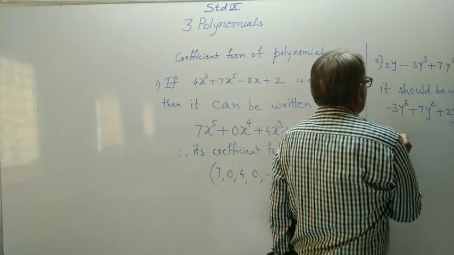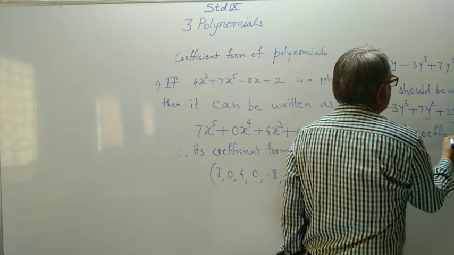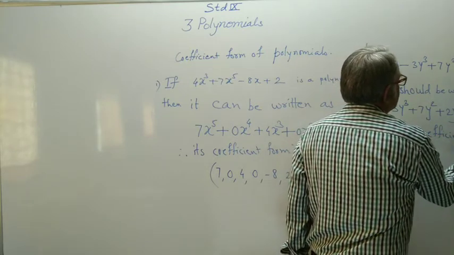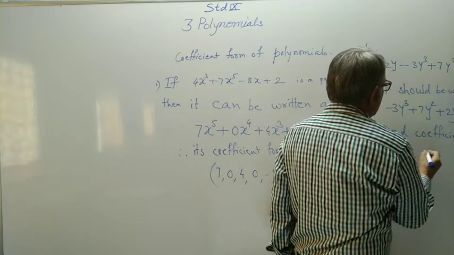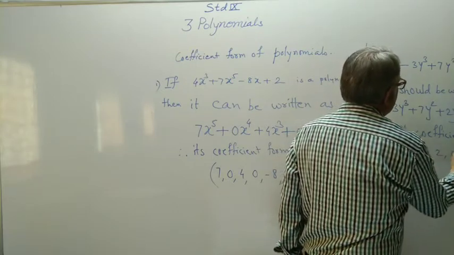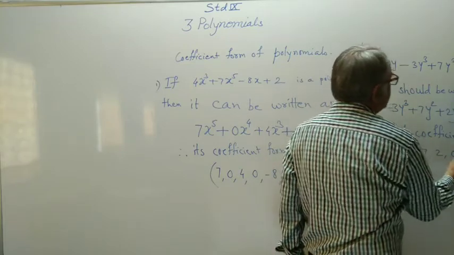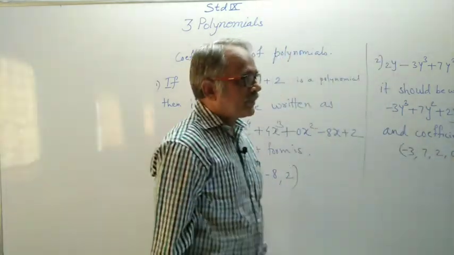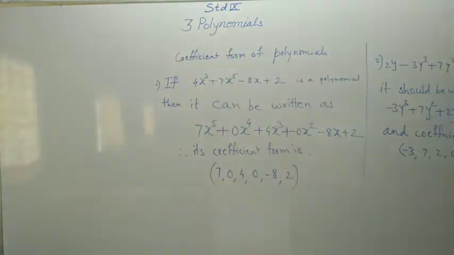Then only the coefficient form will be correct. Otherwise it will be wrong. Minus 3, 7, 2, 0. As degree is 3, index is 3, 4 terms must be there. This is called coefficient form. Neatly observe and write.